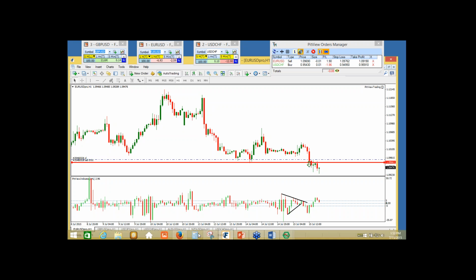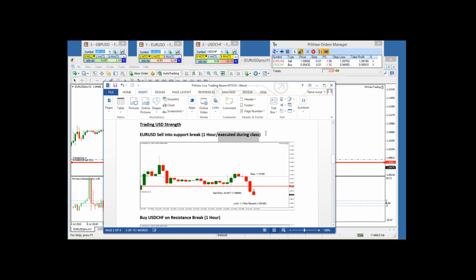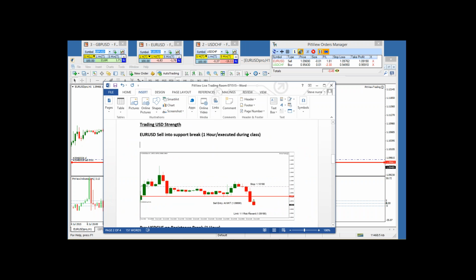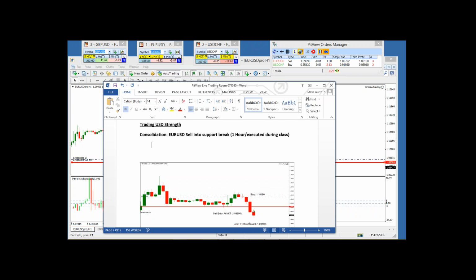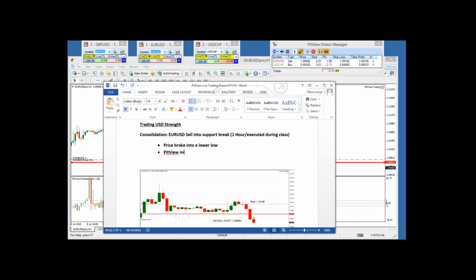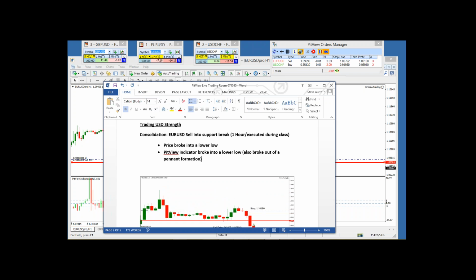But simple thing here. Consolidation essentially comes down, like in this case, our consolidation, and I'll name this consolidation. What did we look for here? Consolidation essentially comes through with PitView. We got a break, and it also broke out. So that's an example of trading consolidation right in there.